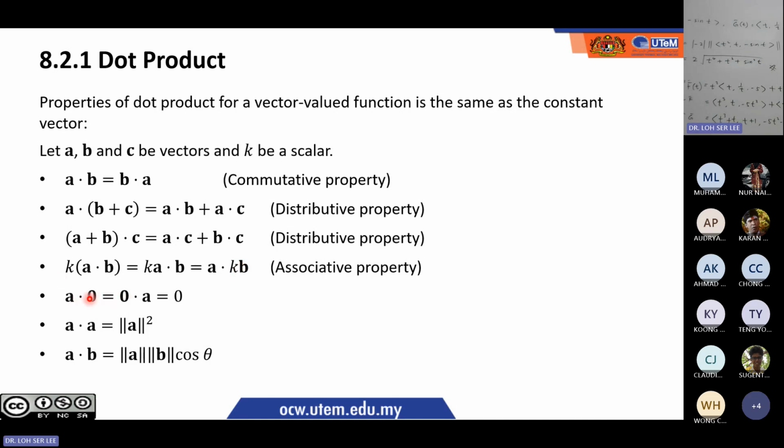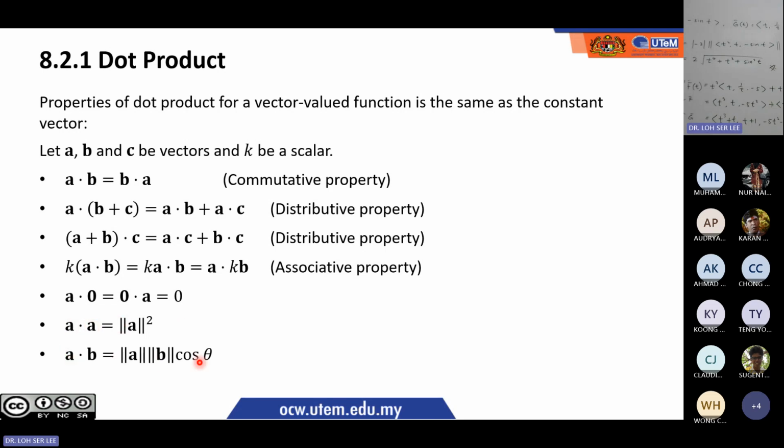Okay. This is a zero vector. Zero vector means 0i plus 0j plus 0k. So when a vector is multiplied by a zero vector, you will get 0. Any vector multiplied by the zero vector, you will get 0. When a vector A is multiplied by the vector itself, you will get the magnitude squared. Because when you take the dot product, you get a scalar.